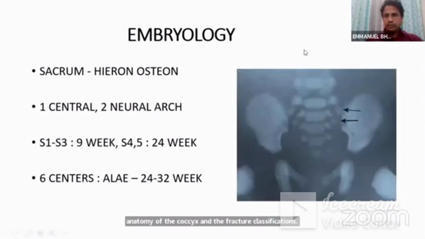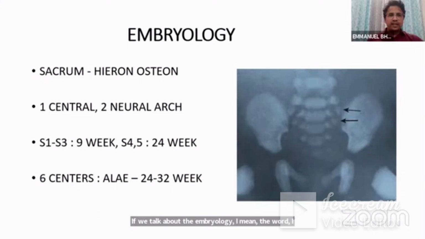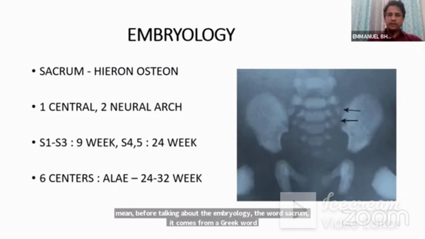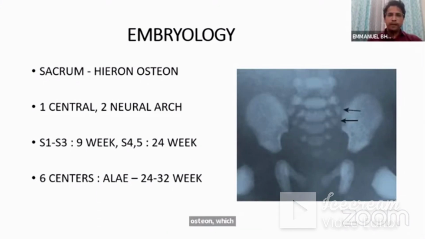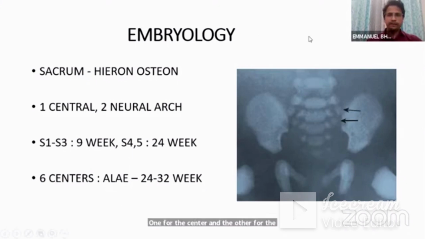If we talk about the embryology, before that, the word sacrum comes from a Greek word, hieron osteon, which means holy bone or sacred bone. And in the sacrum, as we know, there are mainly three primary ossification centers, one for the centrum and the other two for the neural arches.